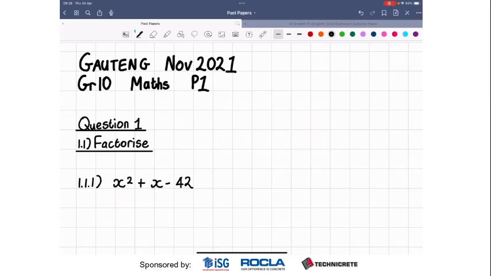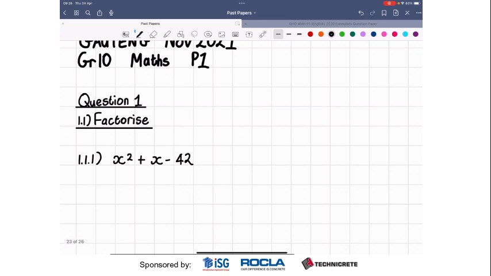Gauteng, November 2021, grade 10 maths, paper 1. So for question 1, the first part 1.1, we're asked to factorize the following expressions. For this first one, I've got a quadratic expression.